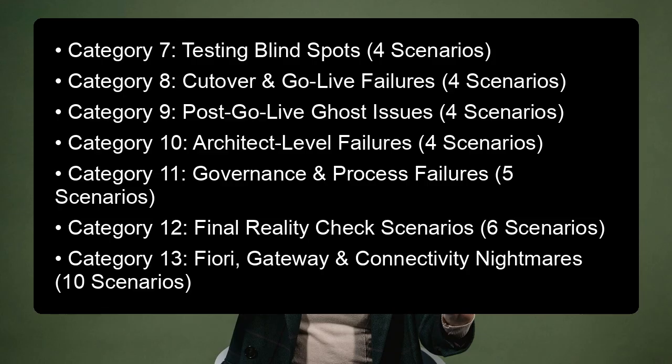Category 8, cutover and go-live failures, 4 scenarios. Category 9, post-go-live ghost issues, 4 scenarios. Category 10, architect-level failures, 4 scenarios. Category 11, governance and process failures, 5 scenarios. Category 12, final reality check scenarios, 6 scenarios. Category 13, Fiori, gateway and connectivity nightmares, 10 scenarios.